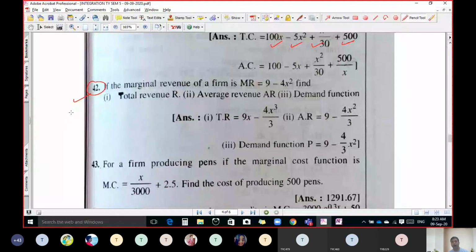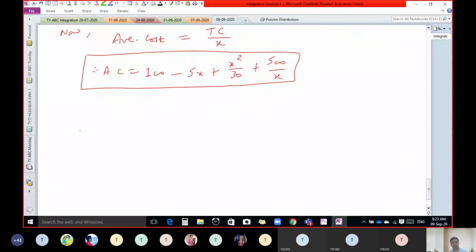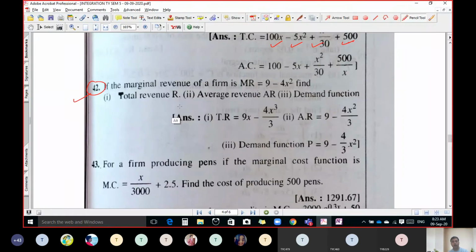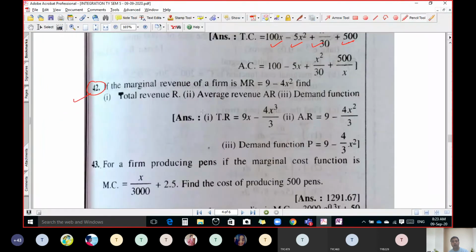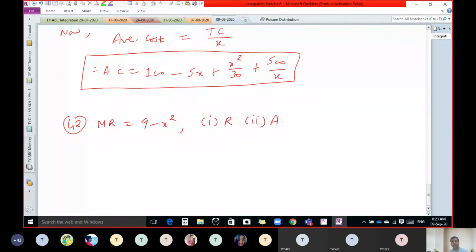42. If the marginal revenue of the firm is 9 minus x square, we have to find out total revenue, average revenue, and demand function.